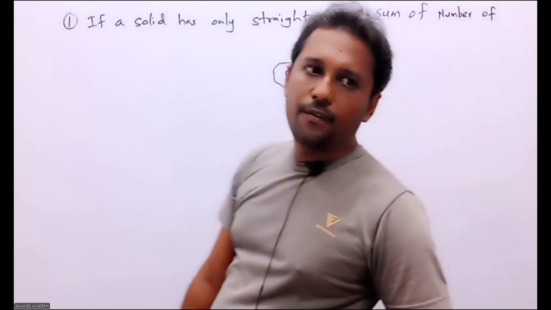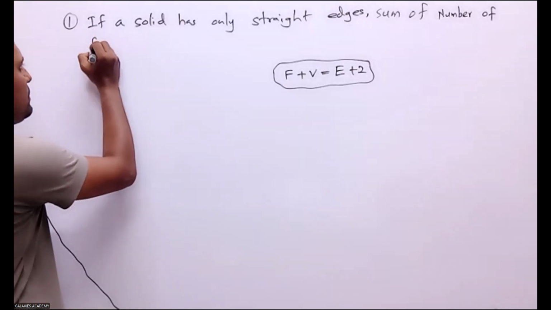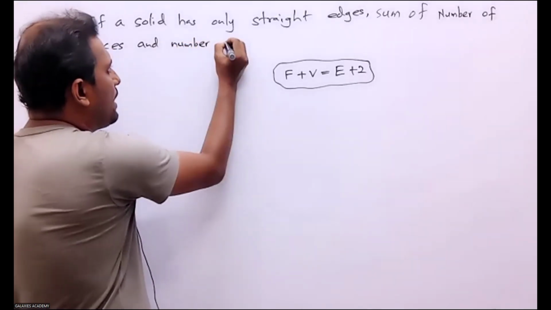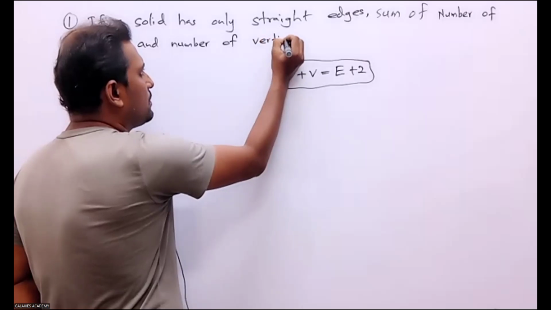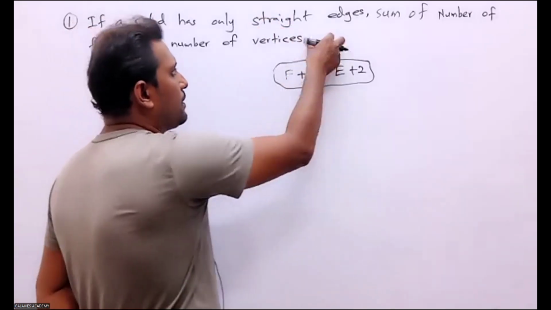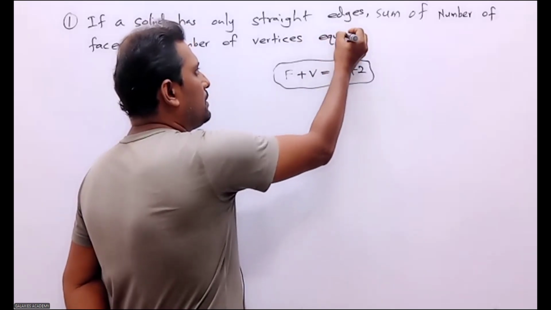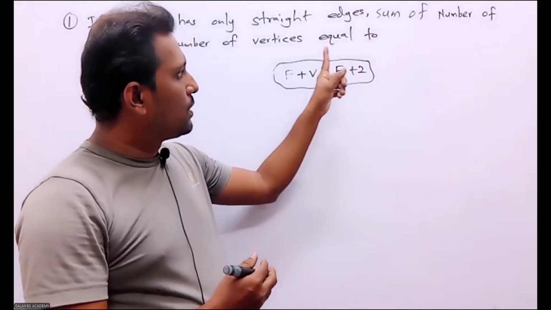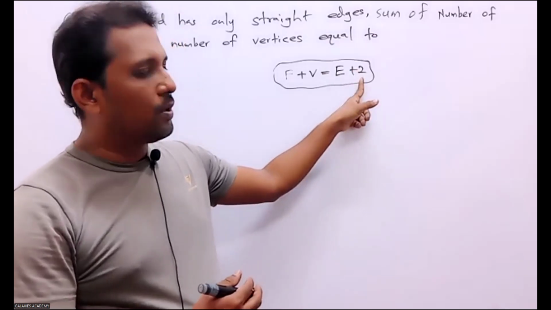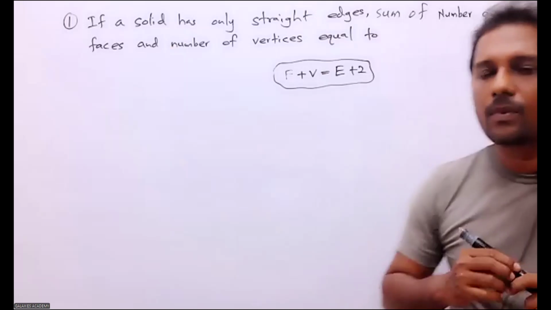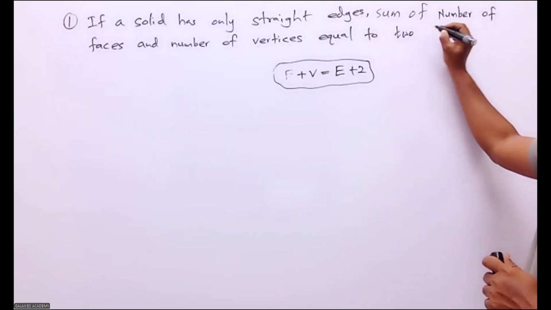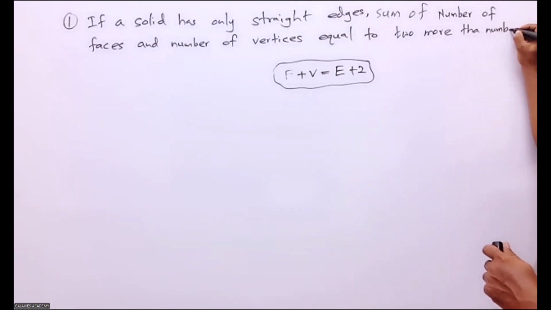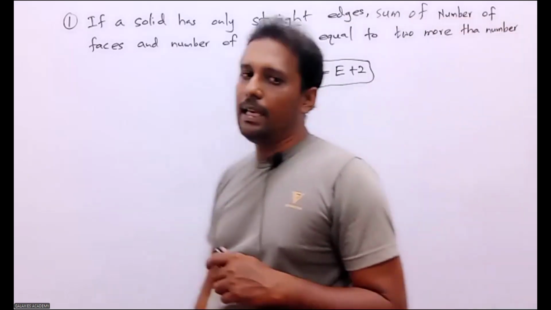number of faces and number of vertices equal to 2 more than number of edges, right? Equal to 2 more than number of edges.